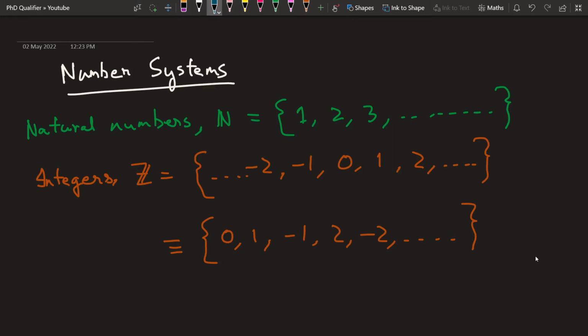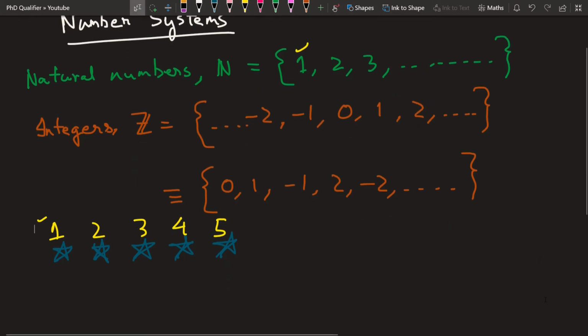For example, you have some objects like this, and you want to see whether you can count them or not. What you can obviously do is take these natural numbers and assign them one by one to these objects. As you can see, you can start from one, and all the objects that you are counting have a natural number assigned to them. So that's how we count, and you can see this is a countable set of objects.